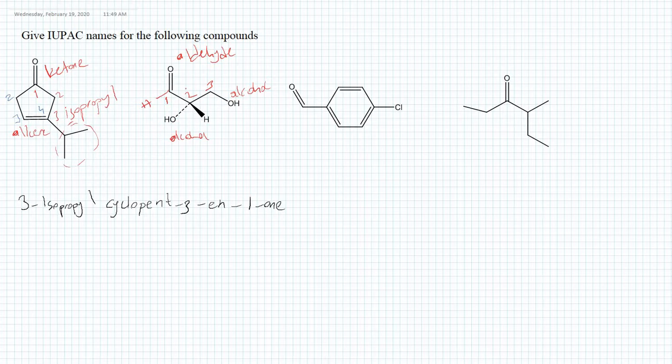So for that reason, let's use another color. Let's say blue, and let's see which configuration this is. We know that according to the Cahn-Ingold-Prelog sequence rule, hydrogen is always number 4. Oxygen, carbon, carbon, so this group is going to be number 1.